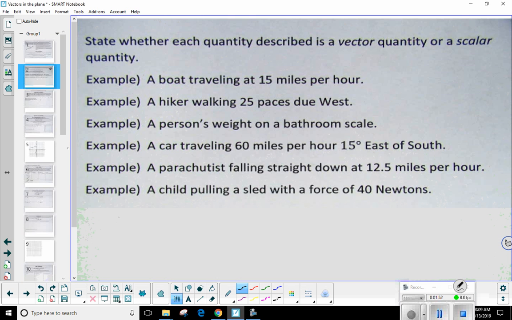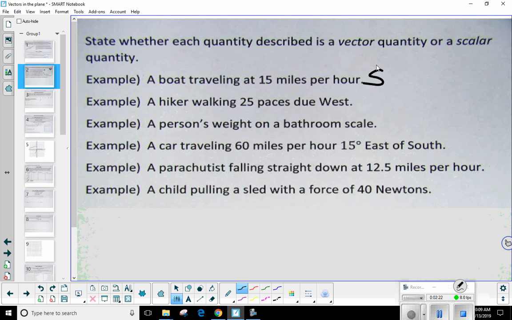Now this isn't in your notes, but I think it's a good idea at the beginning. Let's just run through these, and you guys are going to tell me, do you believe this is a scalar quantity or a vector quantity? First example, a boat traveling at 15 miles per hour. Why is that a scalar? There you go. We have speed, but we don't have a direction. So that is a scalar. That's measurable. It needs direction in order to be classified as a vector.